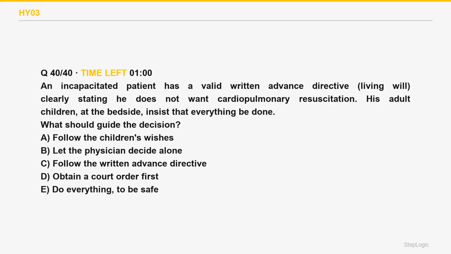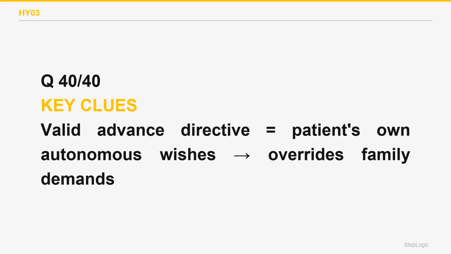What should guide the decision? An incapacitated patient has a valid written advance directive, a living will, clearly stating he does not want cardiopulmonary resuscitation. His adult children at the bedside insist that everything be done. Read the command. What governs when a directive conflicts with family? The patient's own documented wishes.